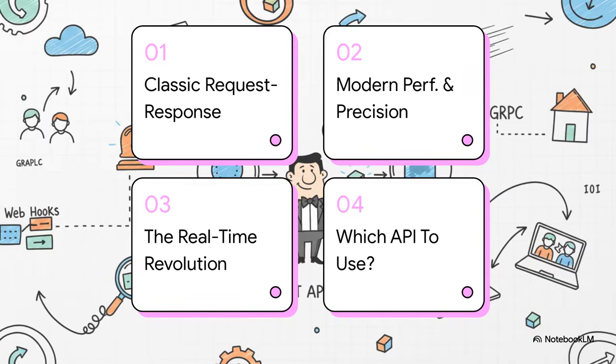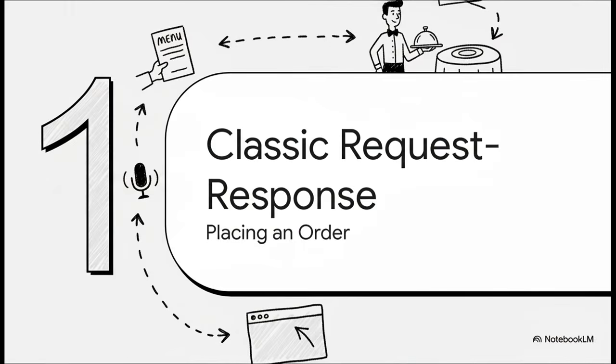So here's our game plan. We're going to start with the classic ways apps have always talked to each other. Then we'll get into the modern stuff built for pure speed. After that, we'll dive into the real-time revolution, which is super cool. And we'll wrap it all up with a simple guide to help you figure out which API is the right one for the job. Okay, let's start at the very beginning, the foundation of it all, the classic request-response model.